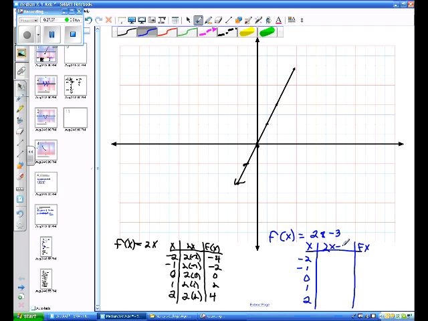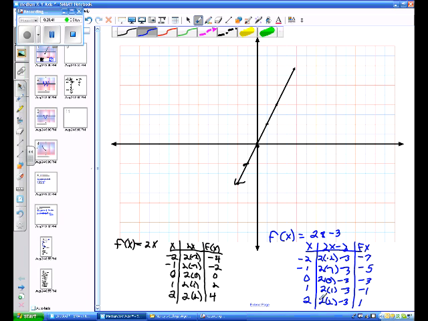So we'll plug in our x's and find our f of x. It's 2x minus 3. So we would have 2 times negative 2 minus 3. Well, that's negative 4 minus 3, which is negative 7. 2 times negative 1 minus 3 would be negative 2 minus 3, negative 5. 2 times 0 minus 3 would be negative 3. 2 times 1 minus 3 would be negative 1. And 2 times 2 minus 3 would be positive 1.